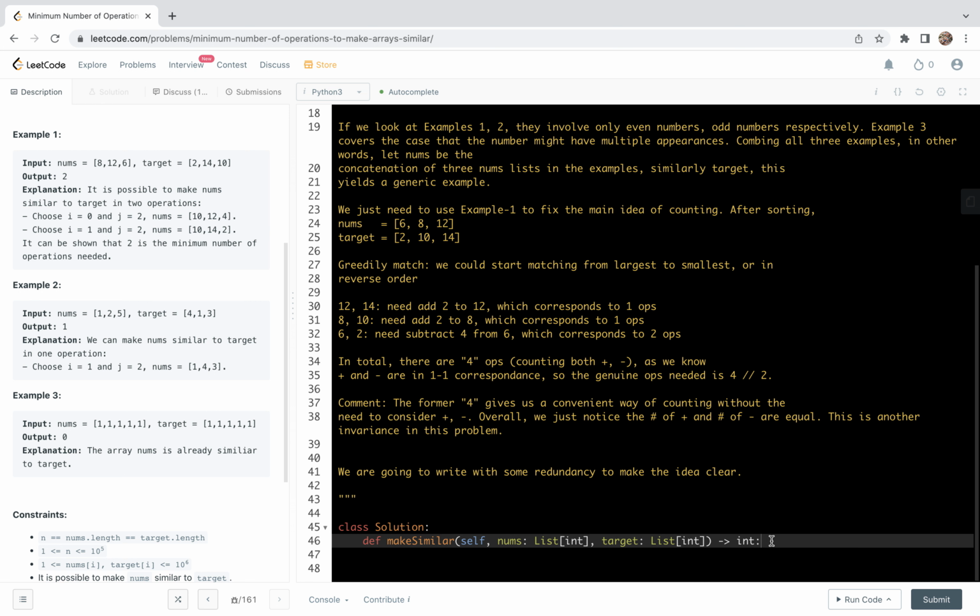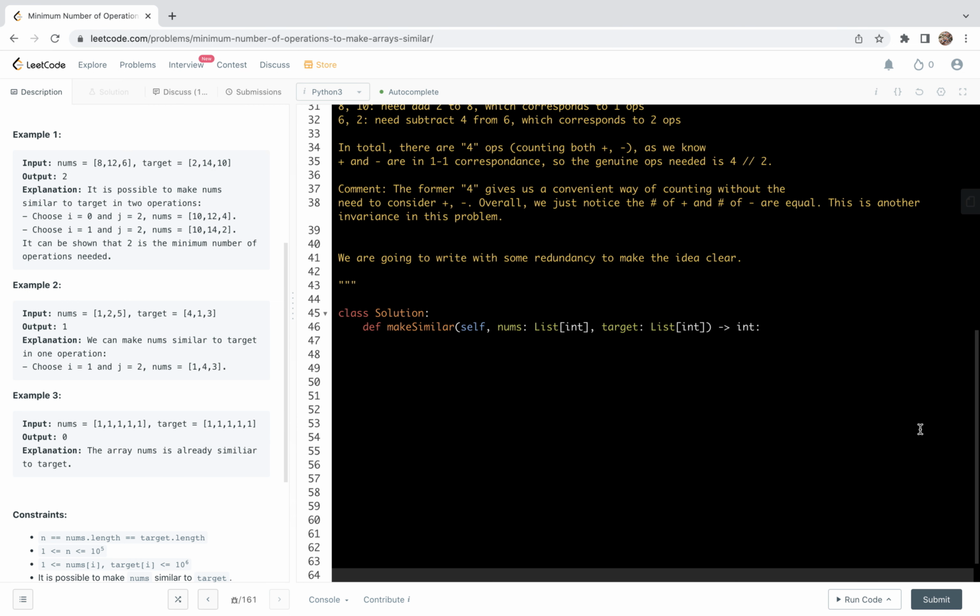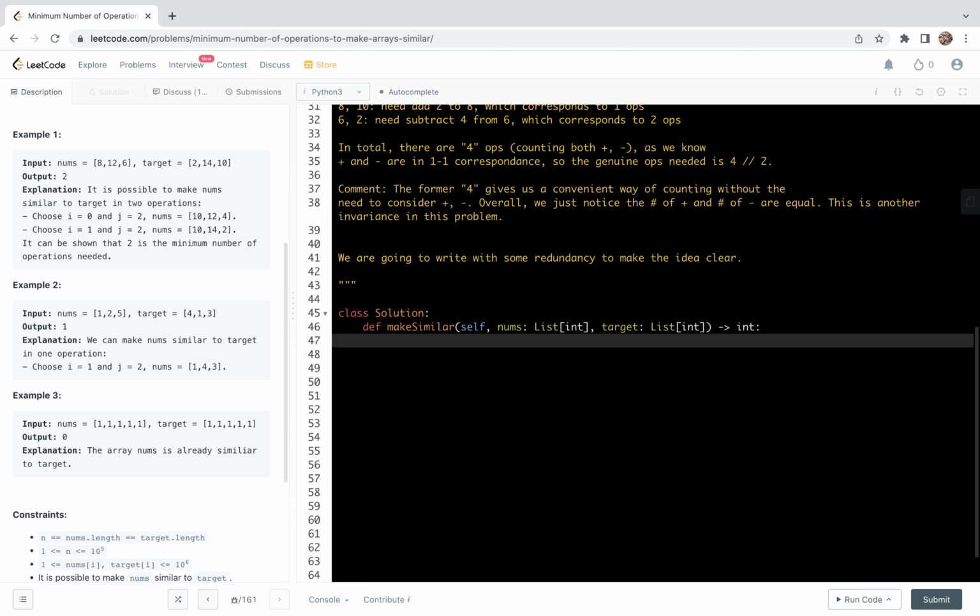Here we are going to write with some redundancy to make the idea clear. In other words, we can write very short code. However, that's not our purpose. So first, I'm going to split the nums and target into odd and even part. So odd nums. I'm going to use list comprehension: for y in nums, if y integer-divided by 2 equals 1. So let's copy. We need to do sort. Let's see, sort it here. So this is the one.